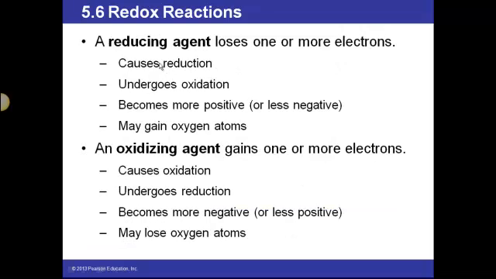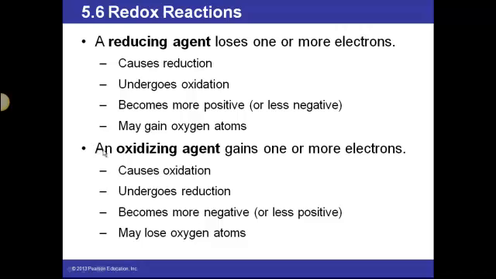So our reducing agent is going to be the thing that undergoes oxidation, the thing that loses one or more electrons. This is LEO. It becomes more positive or less negative. It's going to lose the electrons. And it also may gain oxygen atoms in the process, which can help you identify the thing that's getting oxidized. So the thing that gets oxidized can act as a reducing agent on something else.